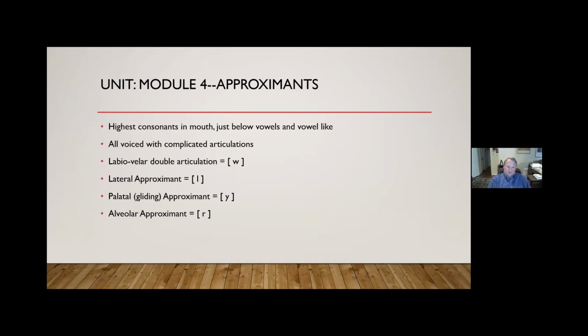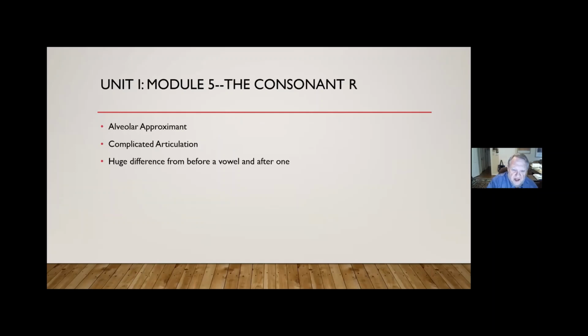And then we move to the palatal approximant, which is y, if you will, as in you and yes. And this is the tongue moves up to the palatal region, and there's some movement there, some gliding, and it produces this sound that's a consonant, but still sounds pretty vowel-like, as you can hear by just saying it. The last approximant is the R, the alveolar approximant. And I have a special section to deal with R simply because it's the most complicated sound in English.